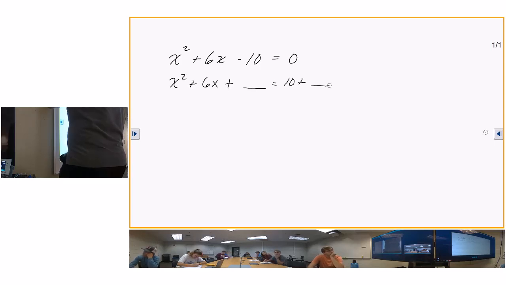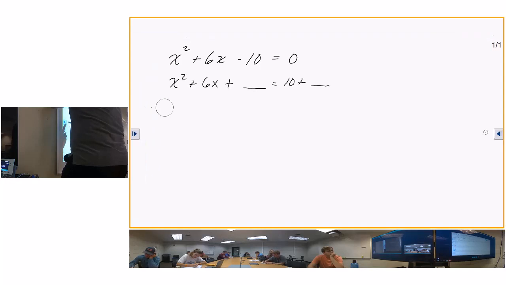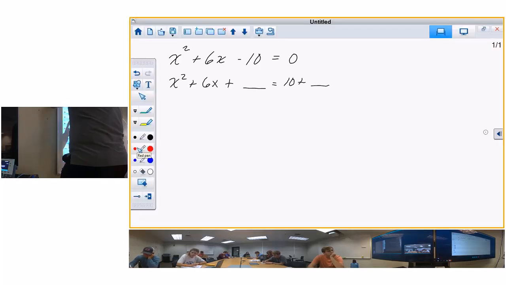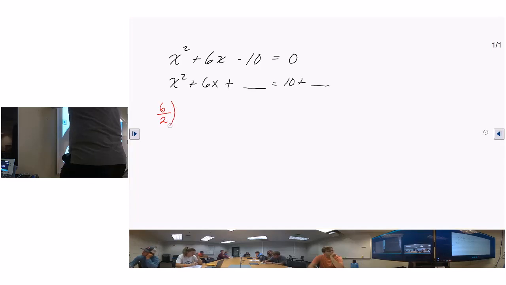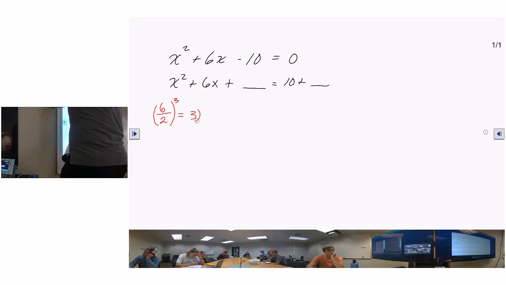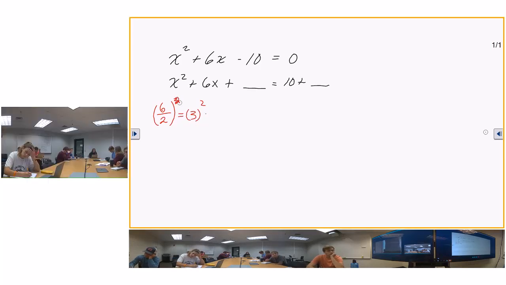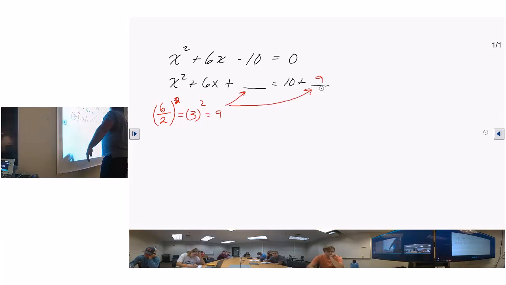Okay, so what would that be? That would be the 6. 6 over 2. I'm going to do this in red because it's important. That means you need to highlight it. 6 over 2 is 3, and 3 squared is what? 9. And 9 goes here and there.